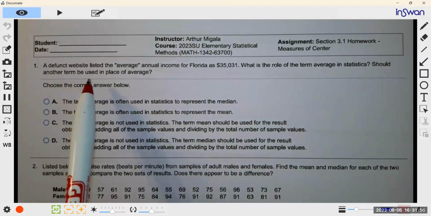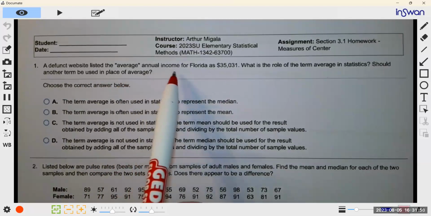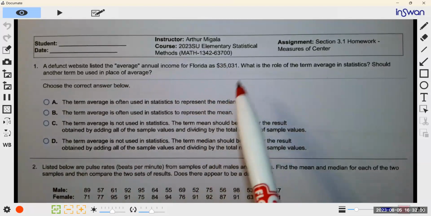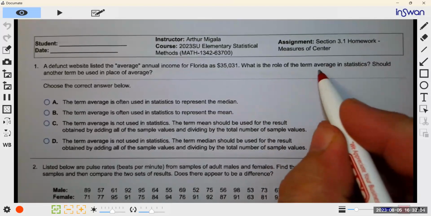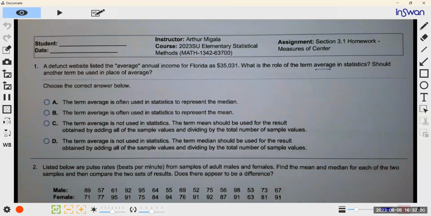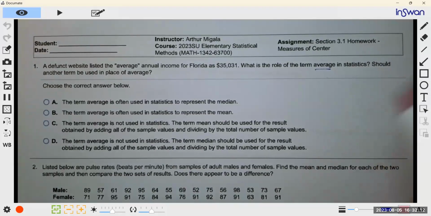A defunct website listed the average annual income for Florida as $35,031. What is the role of the term average in statistics? Should another term be used in place of average? The term average is often used in statistics to represent the mean.